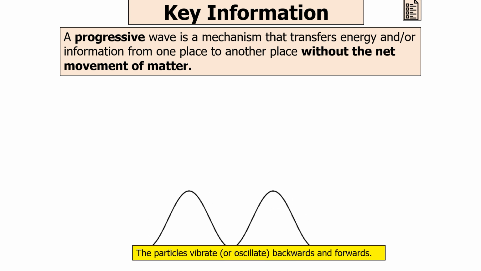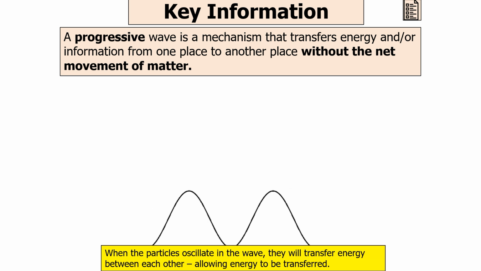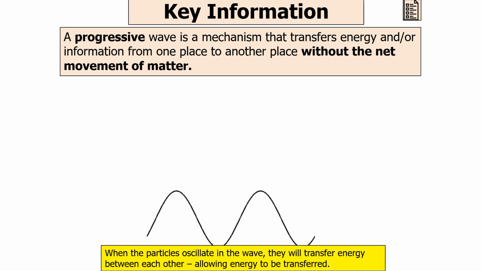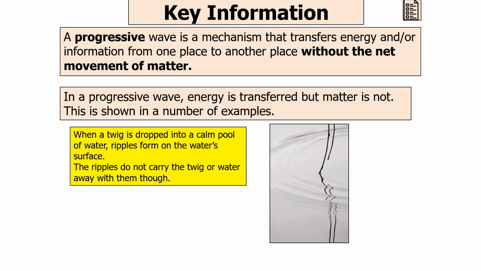What will happen is the particles will vibrate or oscillate backwards and forwards, but there's no net movement of the particles. They will transfer the energy between each other, allowing the energy to be transferred in the wave. Now in a progressive wave, energy is transferred but matter is not, and we can see this in a number of examples. For example, when a twig is dropped into a calm pool of water, ripples form on the water's surface. The ripples do not carry the twig or water away with them, though.